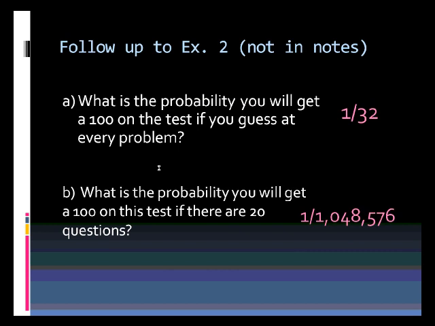1,048,576. So, how did we get that? Okay, what's your probability that you are right on each question? 1/2. How many questions are there? So we have 1/2 times 1/2 times 1/2, 20 times. So that's also 1/2 raised to the 20th power.